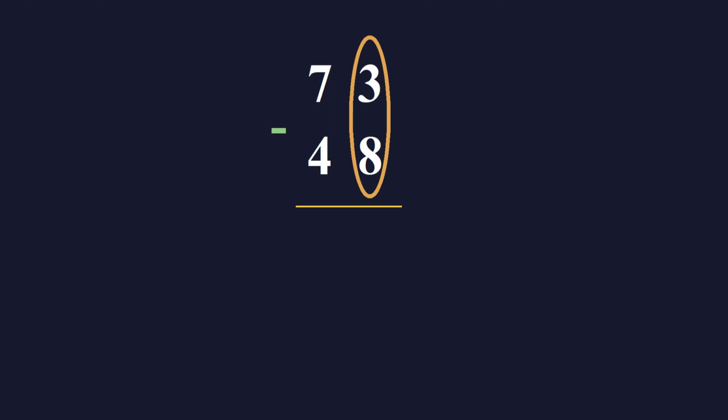We start solving the subtraction problem by subtracting the numbers in the ones column. 3 minus 8. But I can't do it because 3 is smaller than 8. So we must borrow.